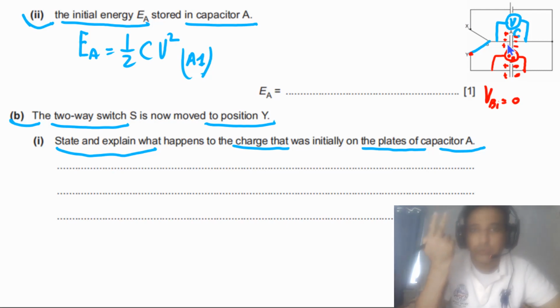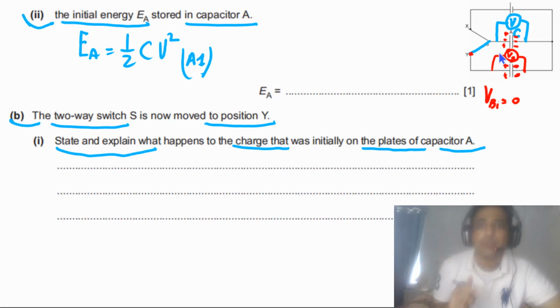So 2 points you need to understand. Charge will flow. Why will charge flow from A to B? Because there is a potential difference, because capacitor B is at lower potential and they are in the same circuit. So charge will leave capacitor A and it will come to capacitor B. And the flow of charge will continue until the PD across these two capacitors is the same. So these points you need to understand. I hope this makes sense to you.